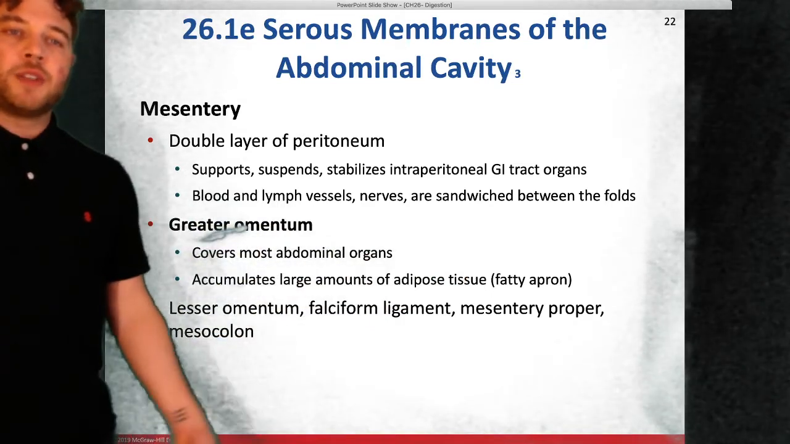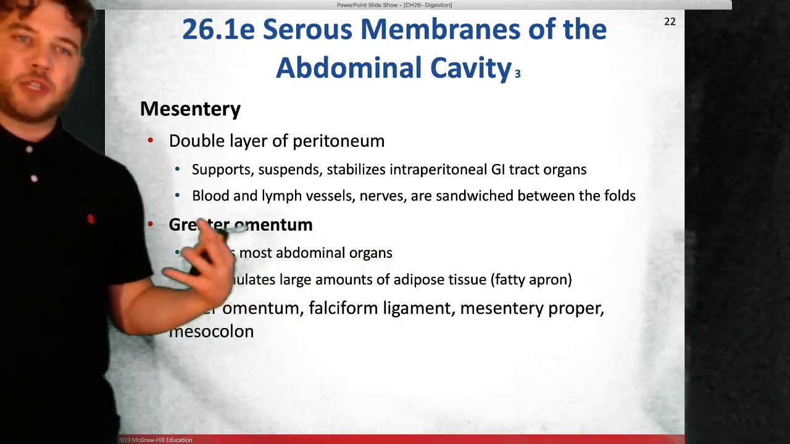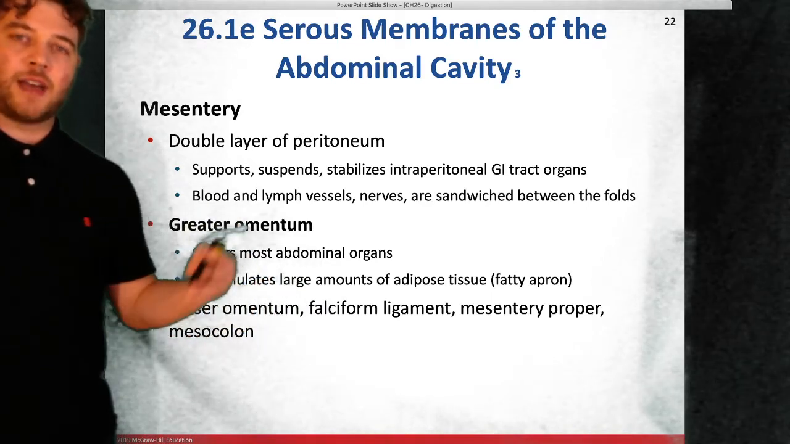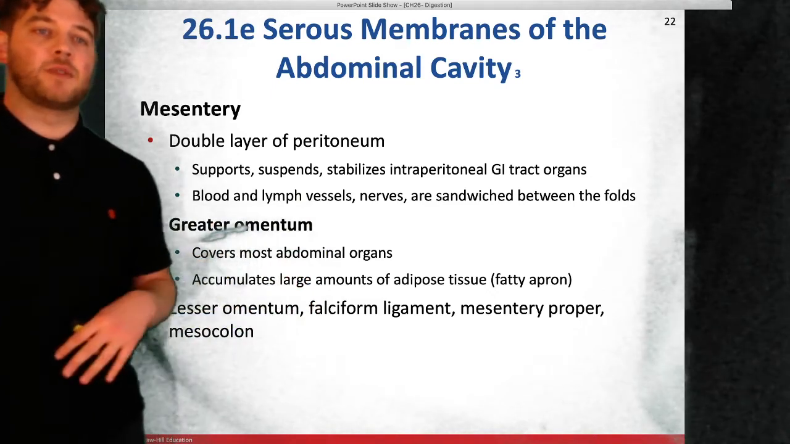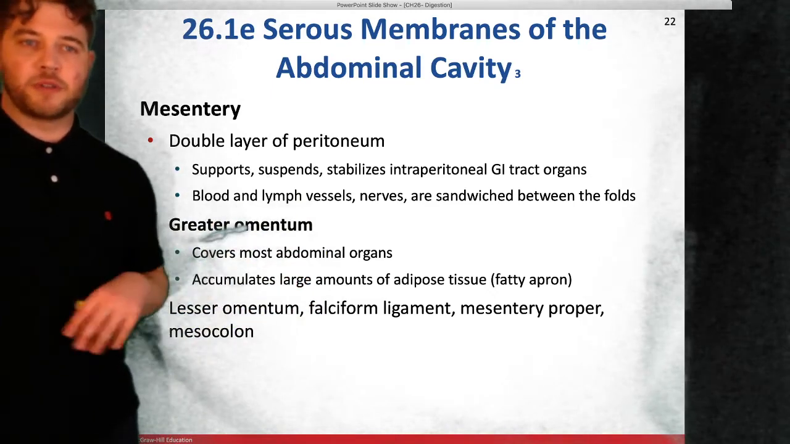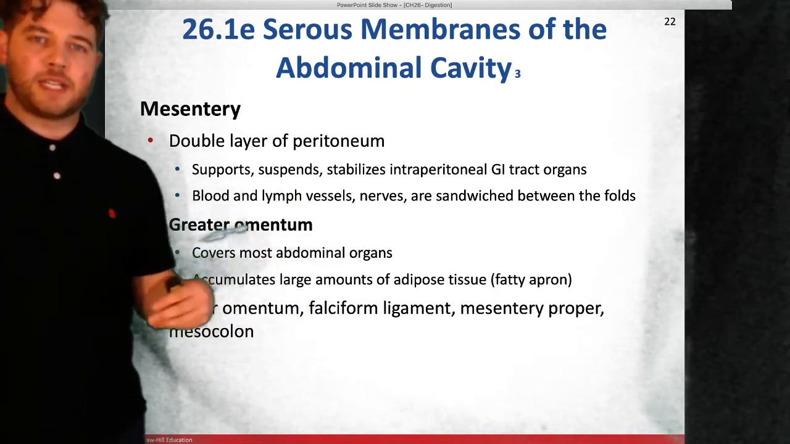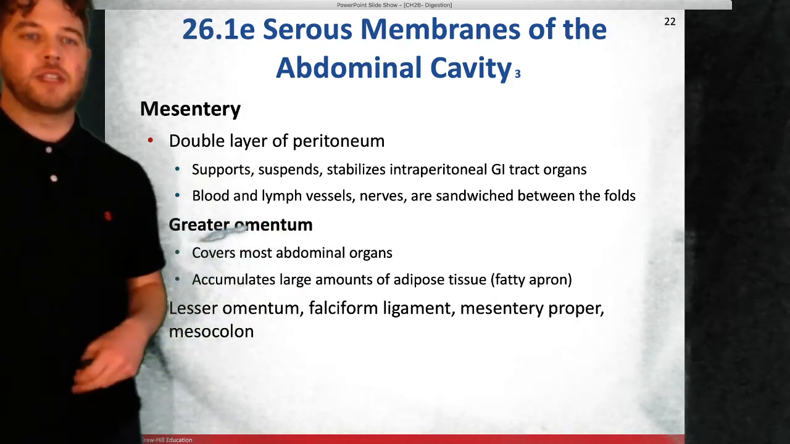There's arguments that the mesentery should be treated as its own organ, just because it has all the different tissue types, so it can technically be classified as an organ, but also for the multiple roles that it plays in supporting and protecting the GI tract and the intraperitoneal organs.